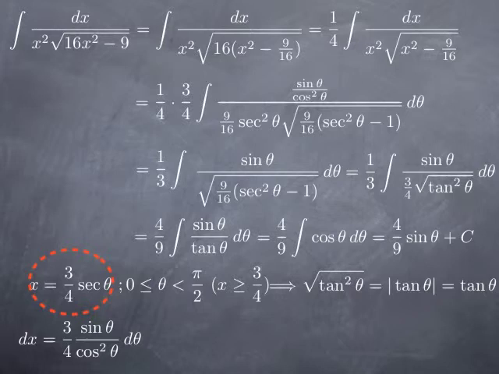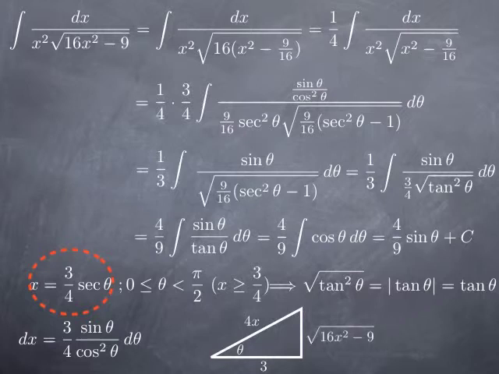So now we're going to use that x is 3/4 of secant theta to try to rewrite this expression as a function of x rather than a function of theta. And to do that, you see that if x is 3/4 of secant theta, that means secant is 4x over 3, and that is the ratio of the hypotenuse to the adjacent side. So we can represent this in this triangle where we have a hypotenuse of length 4x and a side adjacent to the angle theta of length 3. The remaining side, using the Pythagorean theorem in this right triangle, is the square root of 16x squared minus 9.